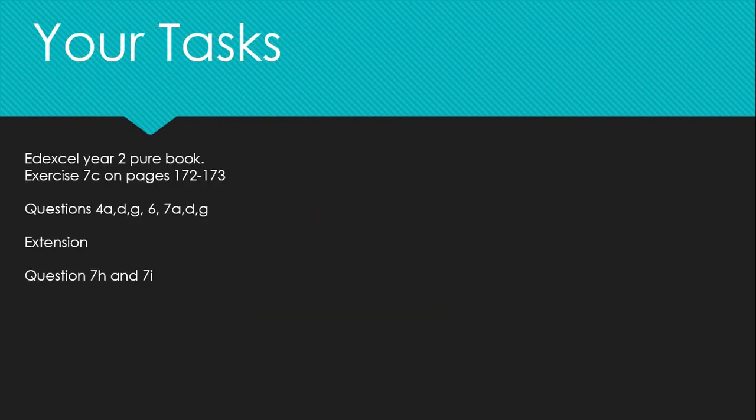Speaking of practice, here's your tasks I'd like you to have a go at in the Edexcel Year 2 book. I think it's on page 172 to 173. It's exercise 7C. It's somewhere around there anyway. Questions are 4A, 4D, 4G, 6, 7A, 7D, 7G, and if you want an extension, 7H and 7I. Okay, there's obviously question 5 and some other bits of question 4. If you want to get some extra practice, feel free, but those are the minimum. Please upload them onto Google Classroom, mark your work. Hopefully it will be easy enough. Let me know if you don't know how to do something. Thanks very much.